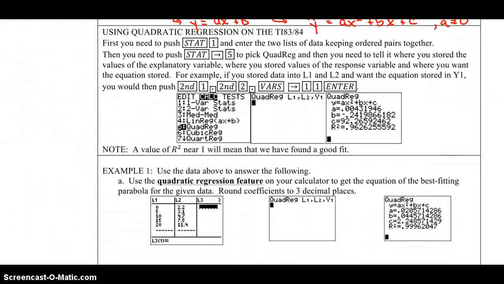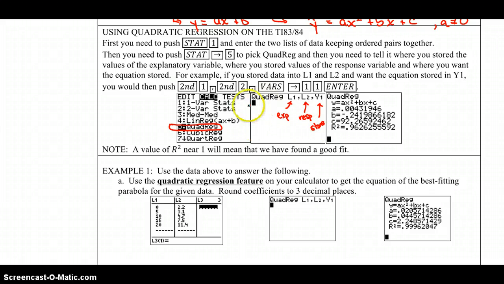As with most of these problems with data, the first thing you would do is push stat 1 to enter two lists of data, then stat and over arrow to calculate, and quadratic regression is choice number 5. Just like with linear regression, after you pick that, you need to tell it where you stored your x's, where the response variable is, and where you're going to store that equation.